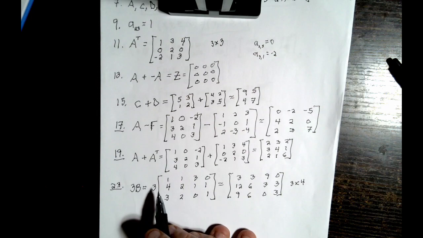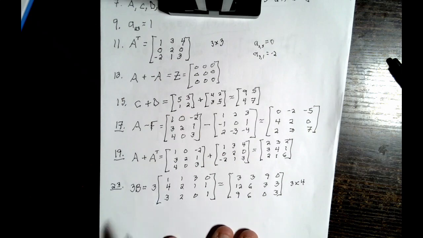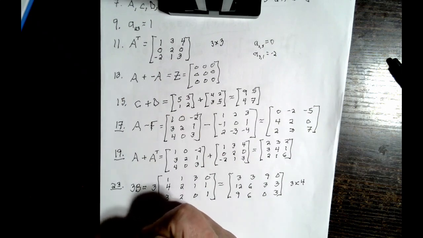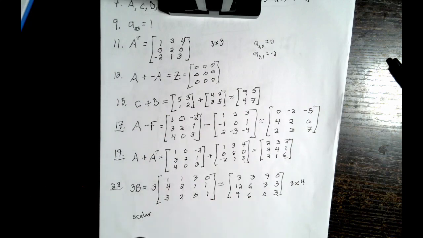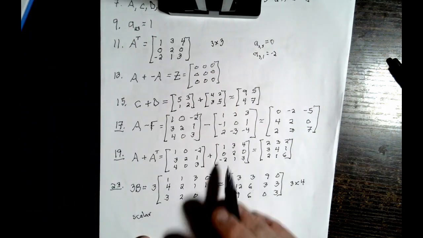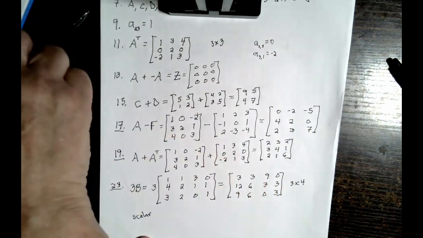When something is multiplied by a number, it's called scalar multiplication. This number is sometimes called a scalar, S-C-A-L-A-R. And it's just multiplying each number by 3, or by negative 1, or whatever you want.